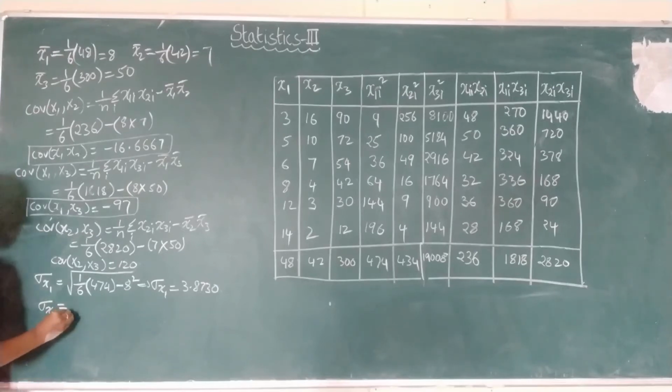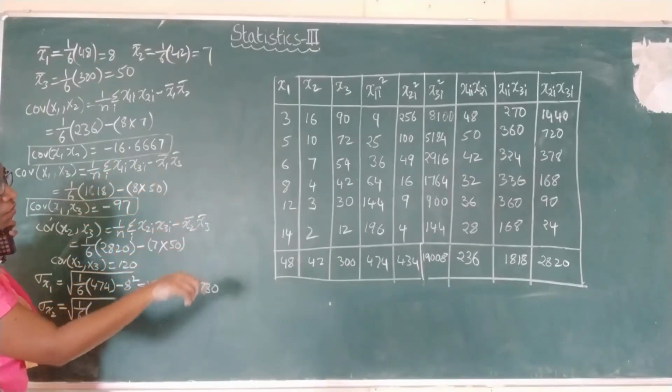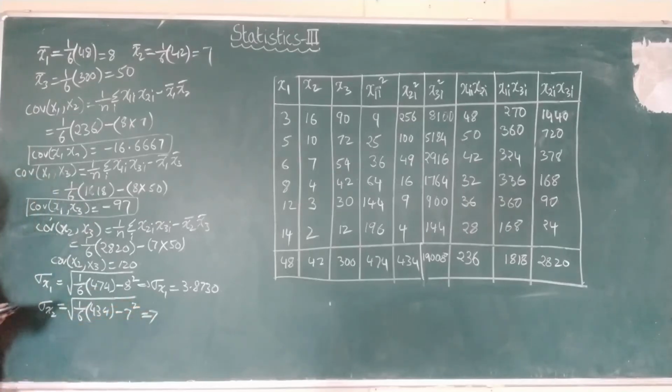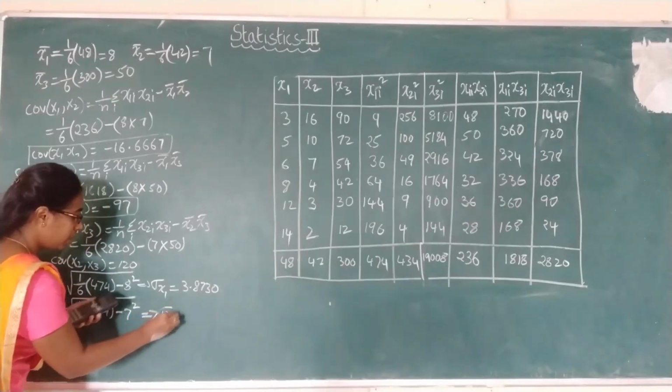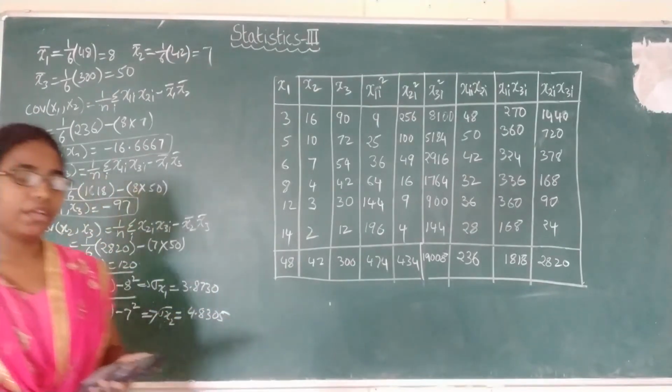Similarly, you find the sigma x2 value also. What is sigma x2? Square root of 1 by 6 into the summation of x2 square, which is 434, minus x2 bar, which is 7, so 7 square. So the answer is 434 divided by 6 minus 7 square. Take the square root of that answer and you will get sigma x2 as 4.8305.